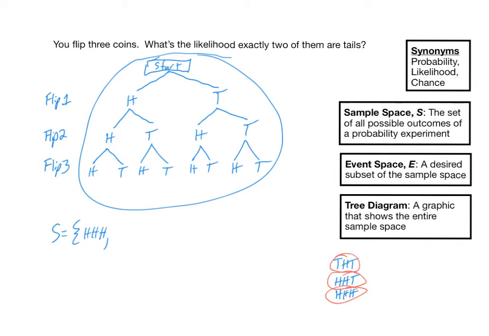The next outcome in the tree diagram is heads, heads, tails. The next outcome is heads, tails, heads. The next one is heads, tails, tails. The next one is tails, heads, heads. We've got tails, heads, tails. Tails, tails, heads, and tails, tails, tails.